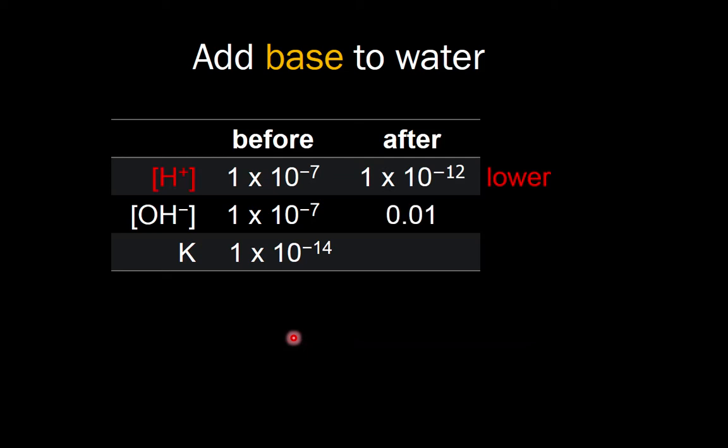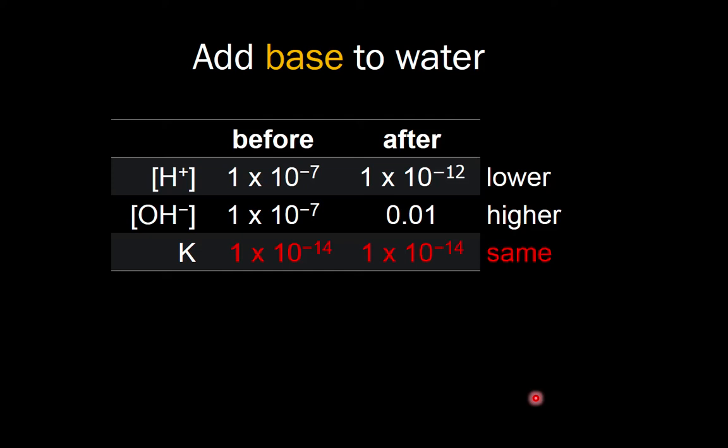We end up with a concentration of OH minus that's now higher. But just like before, if we take these two numbers and multiply them, you end up with the same number again. So they're the same. Now, another definition of what a base is: a substance that makes the concentration of H plus go down in water and the concentration of OH minus go up in water. That's one of the ways we can define a base.